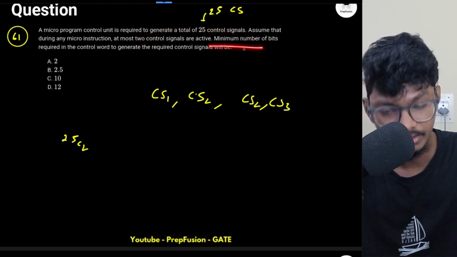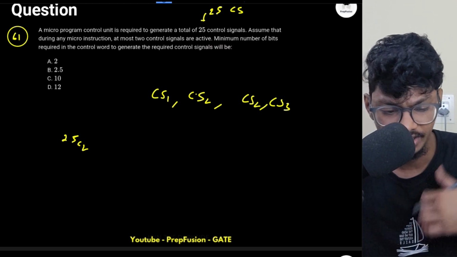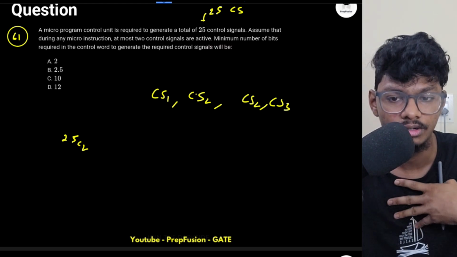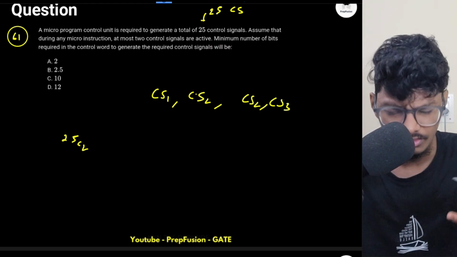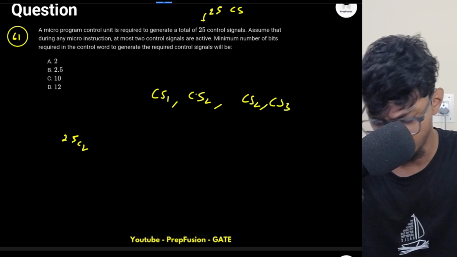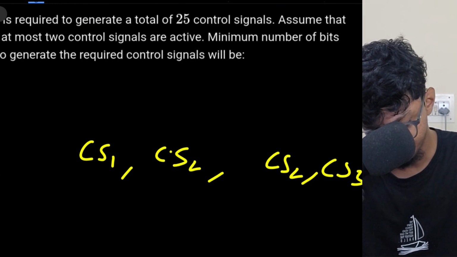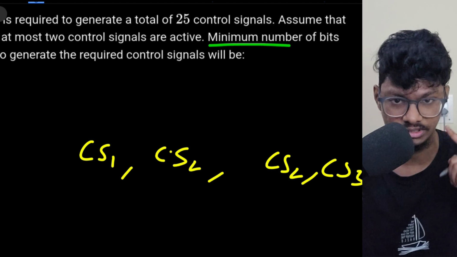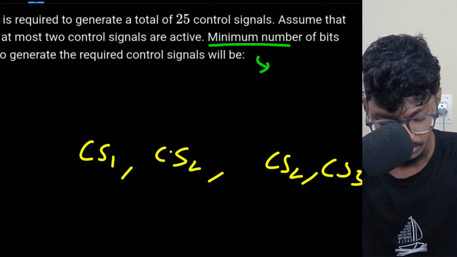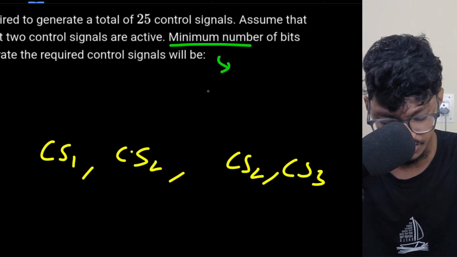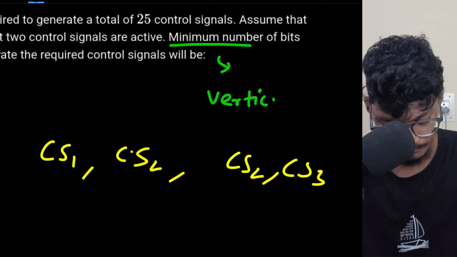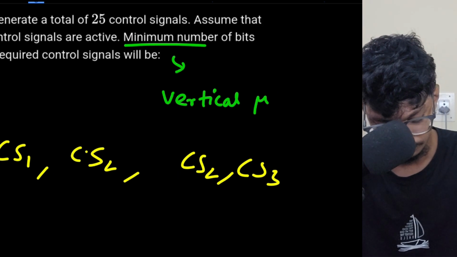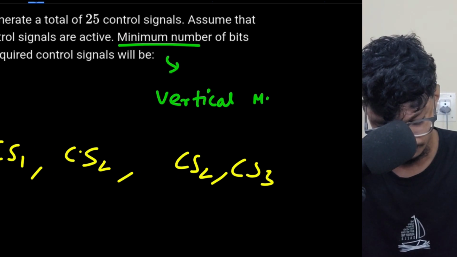Whenever they are talking about the minimum number of bits, to generate a control word, which one will I choose? I will obviously choose the vertical microprogram. Whenever they ask me for the minimum, the first start of my thought process will be what type of architecture to choose. We'll choose vertical microprogrammed.